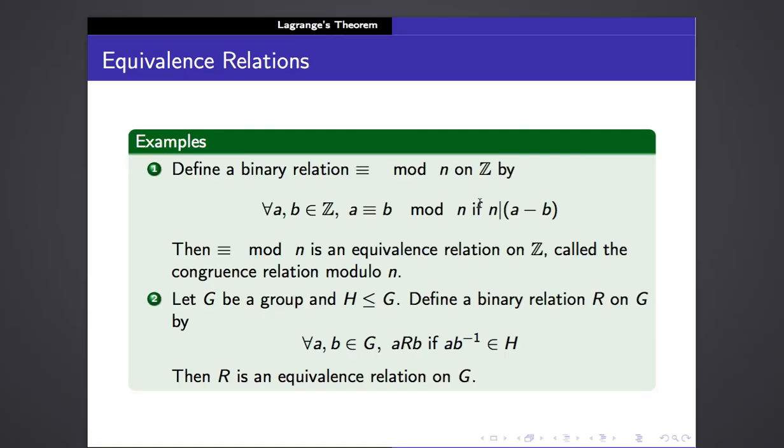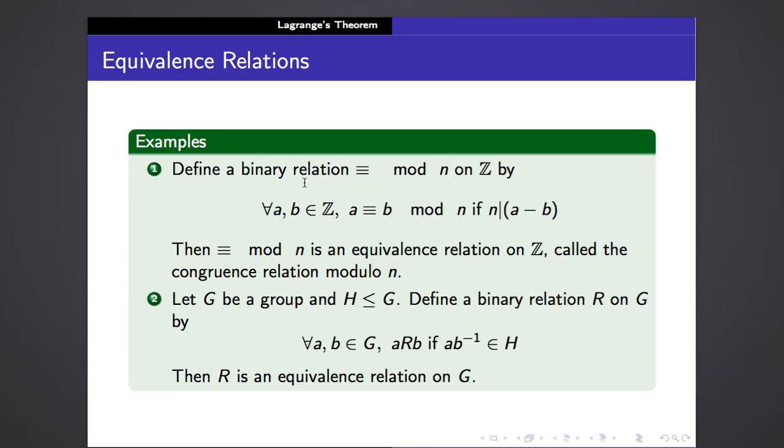Let us take a look at a couple of examples of equivalence relations. Actually, these are more than just examples, they are very important examples. We are going to see them a lot more often later on. So first example, we are going to define this binary relation here. It's a little complicated looking. We are going to call this congruent modulo n, congruent mod n in short, on Z.